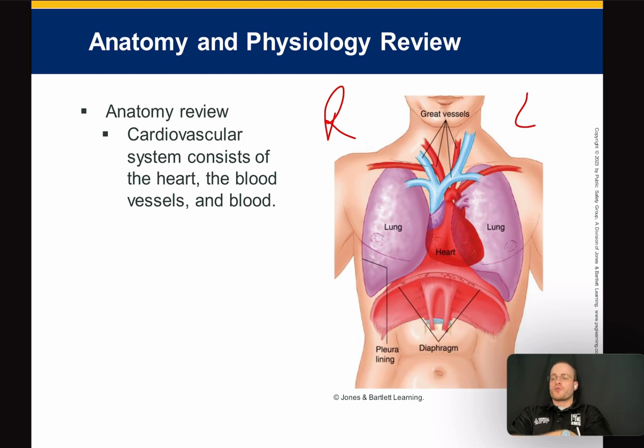Of course, we have two lungs. On the right side, remember, we have three lobes. On the left side, we have two lobes. The diaphragm is the muscle that controls breathing. Of course, we know when muscles contract, they shorten. So it goes like this, and it sucks air in.